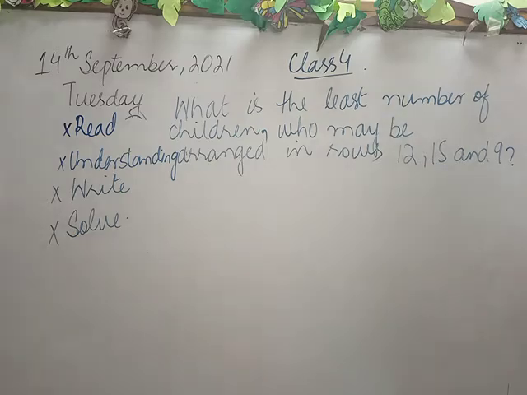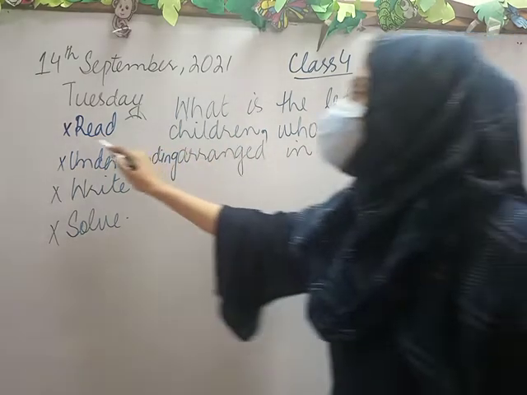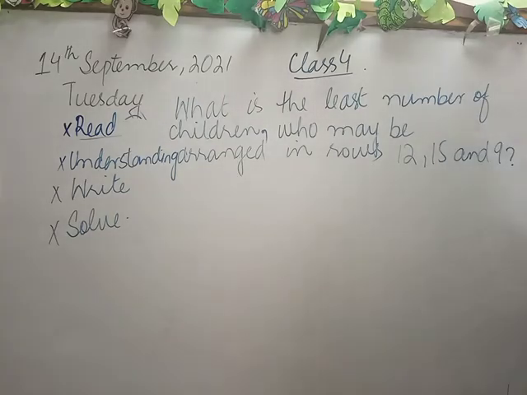Okay, now I am going to read, which is the first instruction of solving a word problem. You have to listen, class, very carefully. So, class, now I am going to read the word problem, which is, what is the least number of children who may be arranged in rows 12, 15 and 9? If you look, class, the first instruction that I have done, which is read. Now moving to the next, which is understanding.